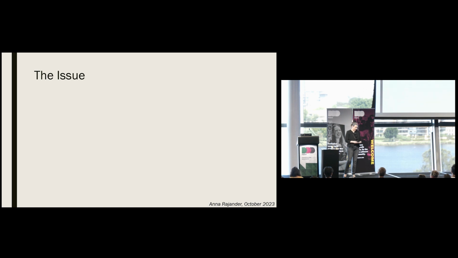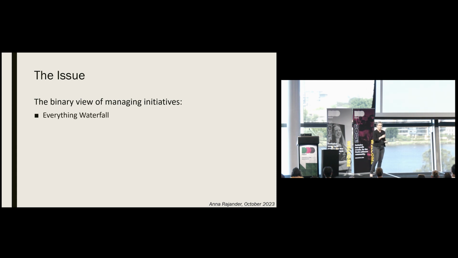This presentation stems from an issue I've grappled with over a number of years. I'm sure everybody here is familiar with the terms waterfall and agile, and probably works for an organisation or a team or on an initiative that manages change using an approach that falls into one of these categories. When it comes to technology projects in particular, how you manage a project is often presented as a binary choice. It's either everything waterfall or everything agile. The two types of approach are often presented as being in competition or conflict with each other.